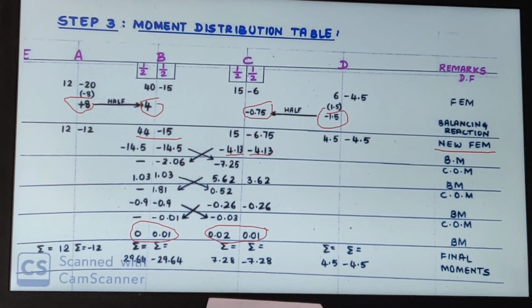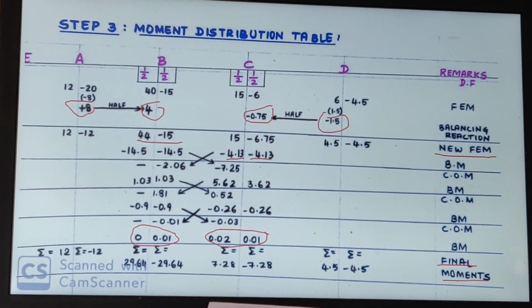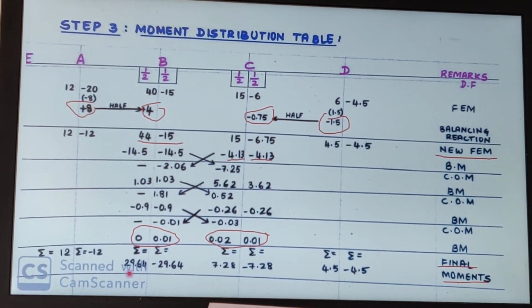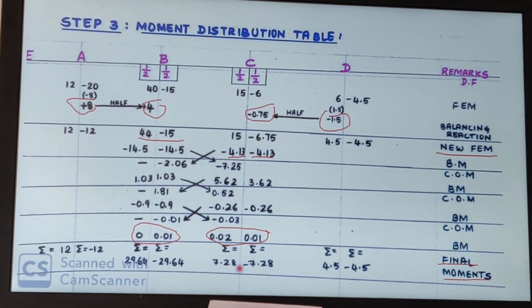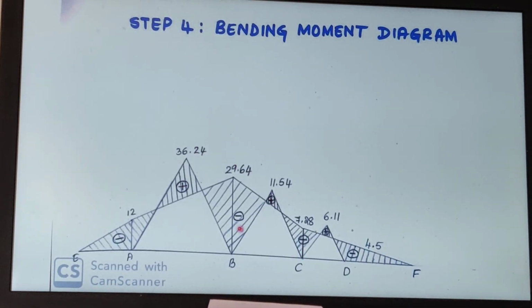The process is continued until you make the moments at the hinges close to 0, and after this you'll carry over and then calculate the final moments. The final moments is basically the summation of the entire column. At B you'll get 29.64 and minus 29.64, 7.28 and minus 7.28. So after these values are noted down into a table, finally step 4 includes the BMD.